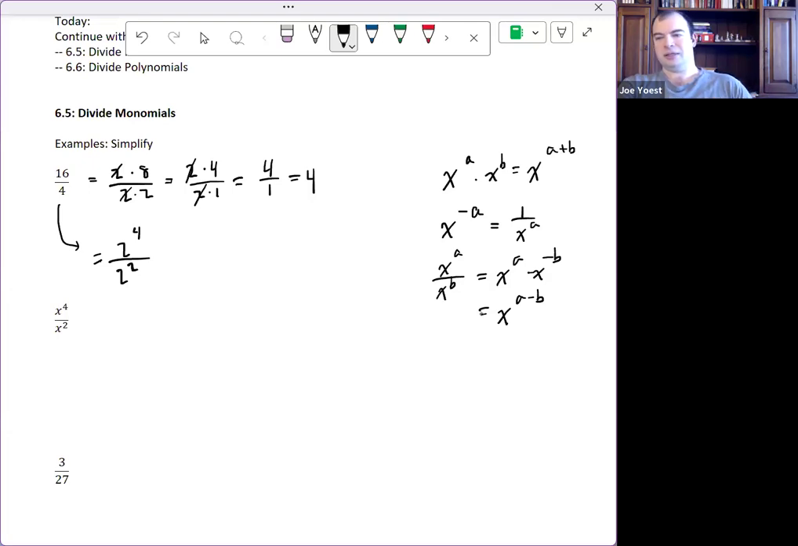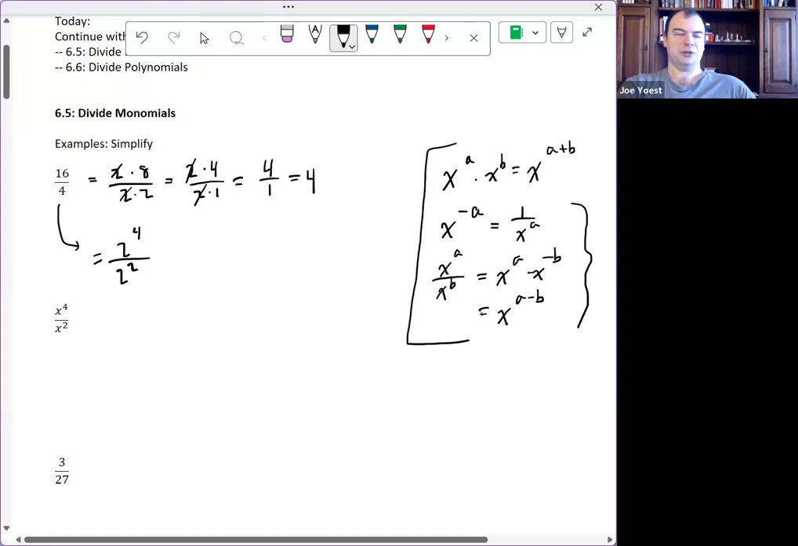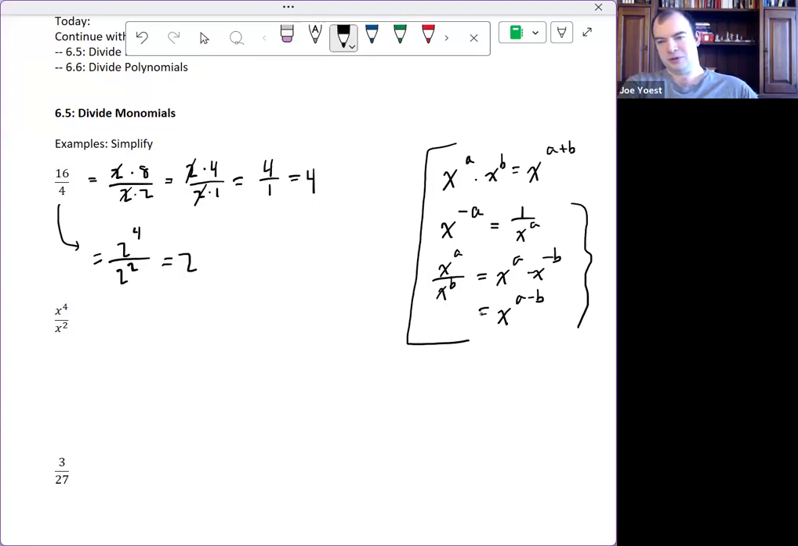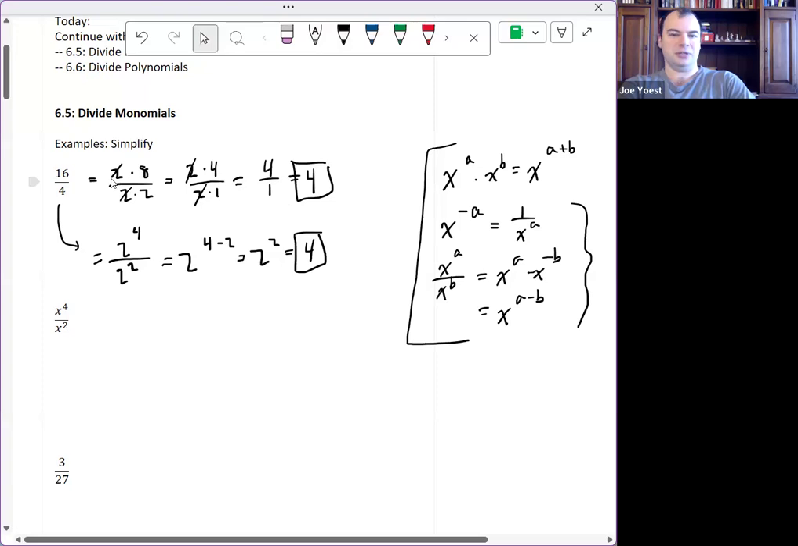So where I'm getting these next couple ideas is really from this basic idea of breaking the numerator into prime factors, breaking the denominator into prime factors, and then dividing out common factors. Or I could think of this as 2 to the power 4 minus 2, or 2 squared, or 4. So I get to the same place, but I can do it a little bit more efficiently using some exponent rules than if I were to just keep breaking off individual factors of 2 in this case, and dividing them out.